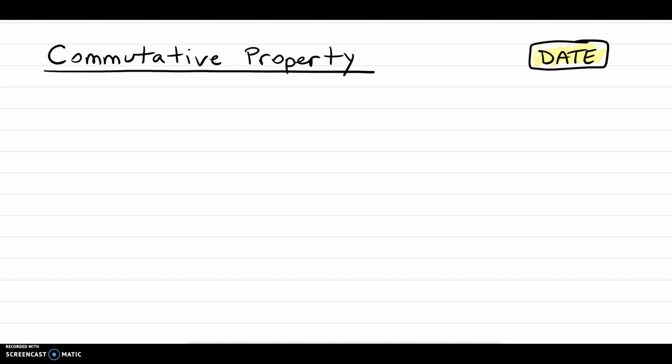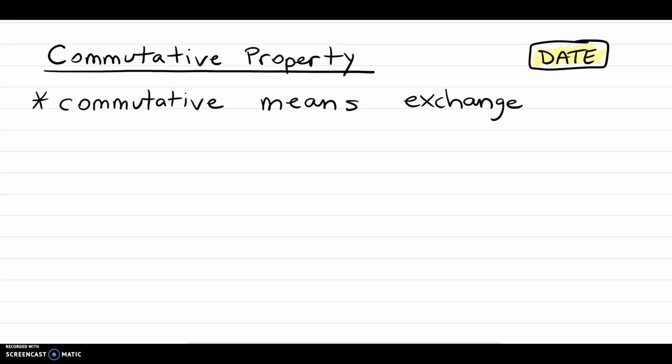Alright, so first things, let's take a look at that word commutative. Commutative means exchange. Or another way of thinking about it, it means to switch something. It really only deals with addition and multiplication.